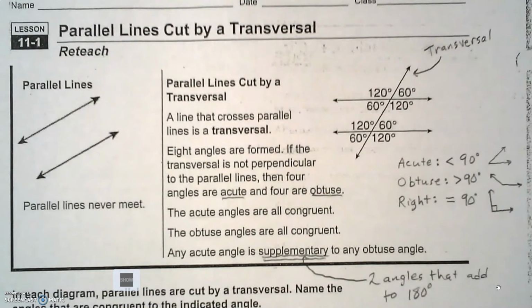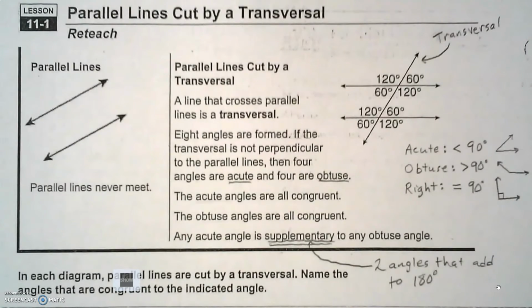And if you forget those words, an acute angle is less than 90 degrees. It would look something like that. Obtuse is greater than 90 degrees. And of course, a right angle is 90 degrees. And the other vocabulary word here is an acute angle is supplementary to an obtuse angle. That means that they will add up to 180 degrees.